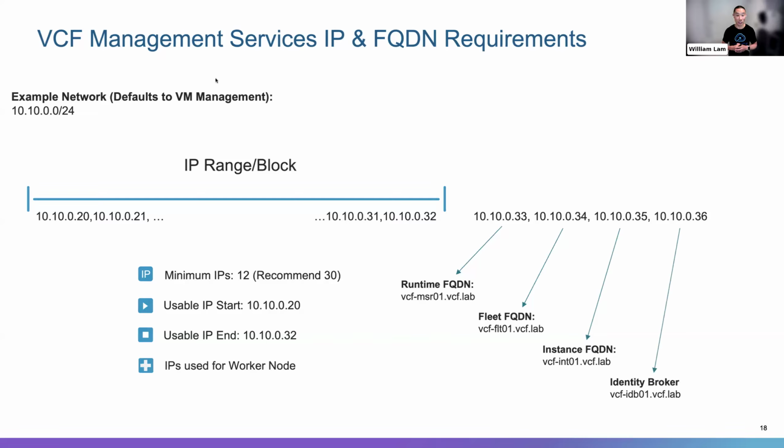And then lastly, we have a dedicated FQDN for the identity broker, right? This is going to be used to talk to your external identity provider. So we want to make sure that we have a stable FQDN. And that's all we need to get started, right? Now, with that said, these are defaults in the UI in terms of the allocation type.